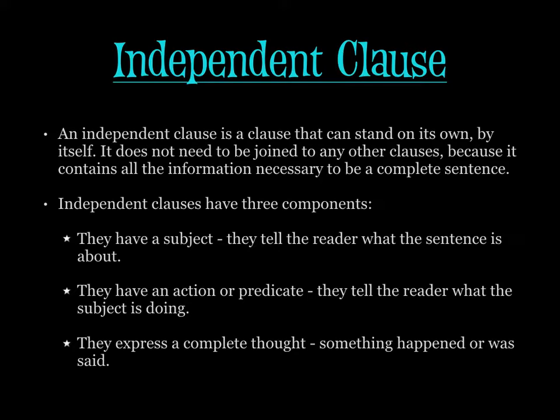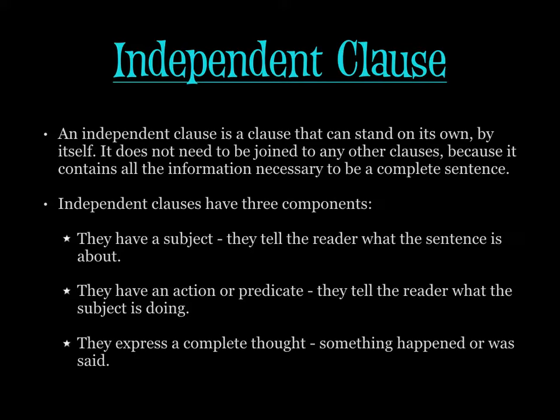So an independent clause can stand on its own, right? It's independent. It doesn't need to be joined to anything else because it's a complete sentence all on its own. They always have three components. There is a subject that tells the reader what the sentence is about. There's the predicate that tells the reader what the subject is doing. And number three, this is the most important part. Independent clauses always express a complete thought. It doesn't leave any information to be desired. So just because a sentence contains a subject and a predicate doesn't necessarily mean it's complete. It always has to express a complete thought.